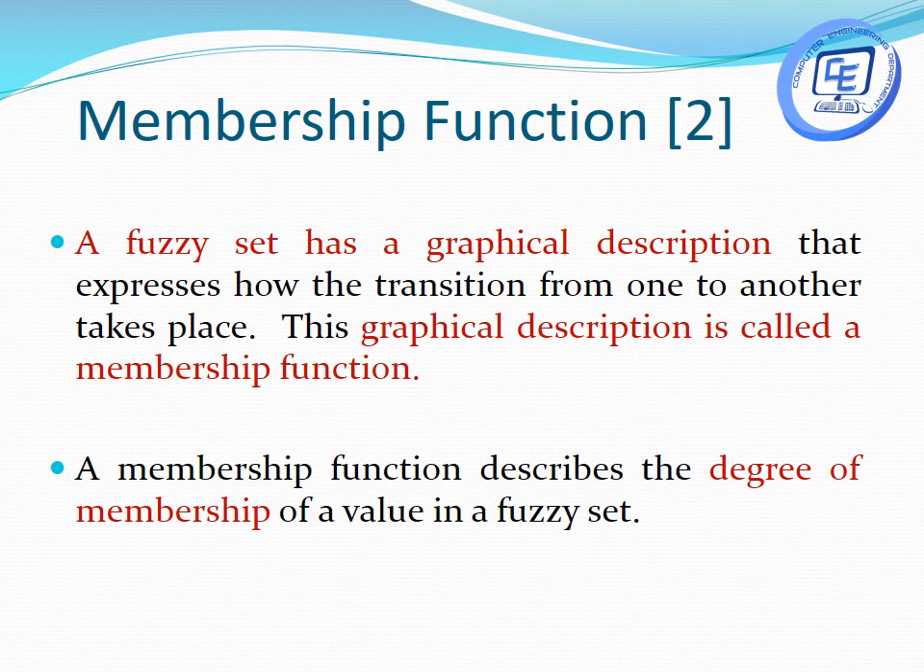So talking about the membership function, a fuzzy set has a graphical description that expresses how the transition from one to another takes place. This graphical description is called the membership function. A membership function describes the degree of membership of a value in the fuzzy set. So basically the membership function is used to represent the degree of membership of the value in the particular fuzzy set.